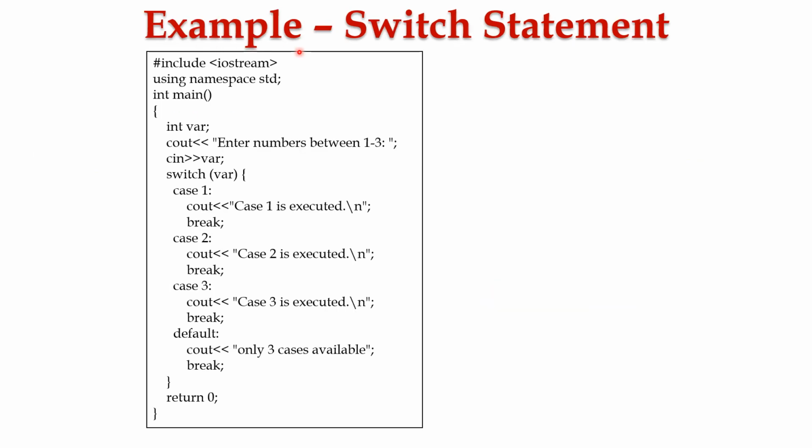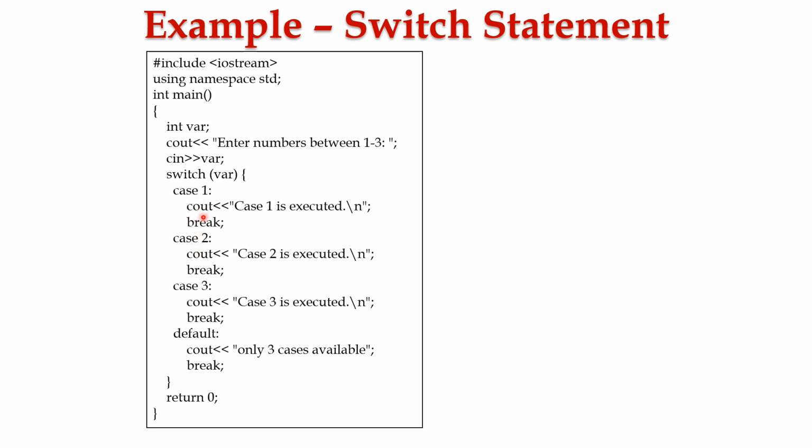Now let's have an example program for switch statement. So in this main function, we have declared the variable var of integer data type, and using cout statement, we have displayed enter numbers between 1 to 3 to the user. Then using cin statement, we have obtained the value for the variable var from the user. In switch case, we have passed the value of the variable var, and then we have three cases, case 1, case 2, and case 3 defined here.